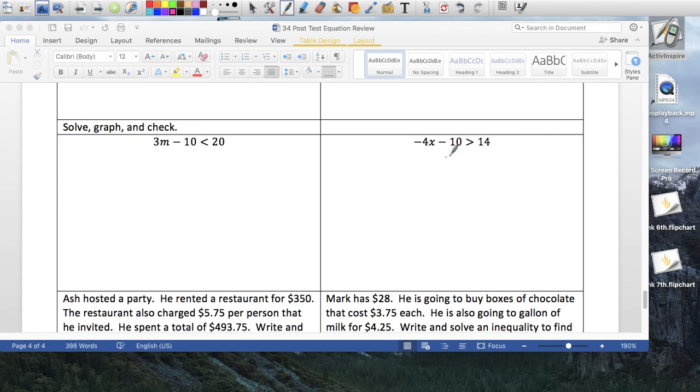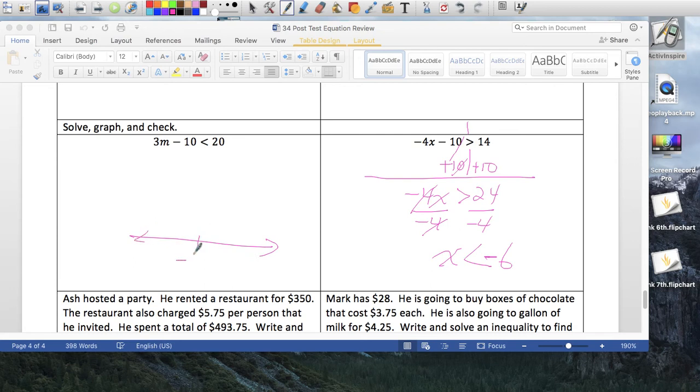Here. Plus 10, plus 10. Negative 4x is greater than 24. Divide by negative 4, divide by negative 4. Be careful, I'm dividing by a negative coefficient. So negative and negative, x. But we switch the sign the other way. 24 divided by 4 is 6, but positive divided by a negative is a negative. So x is less than negative 6. Be careful with your number line.